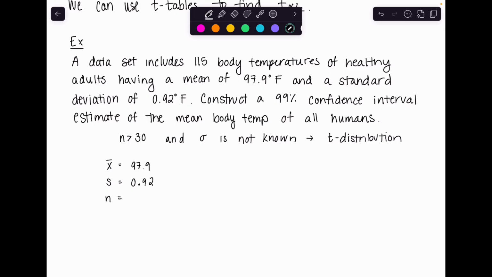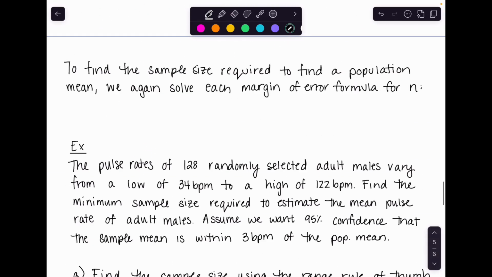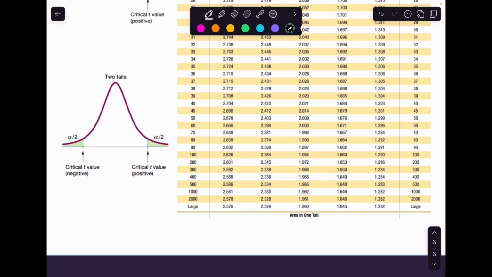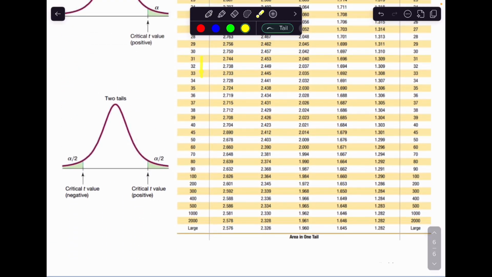The number in our sample is 115, which means our degrees of freedom is one less. So our degrees of freedom is 114. And then I'm looking for a 99% confidence interval, so my value for alpha is 0.01. Now the problem is I need to figure out what is my t of alpha over 2 when my degrees of freedom is 114.